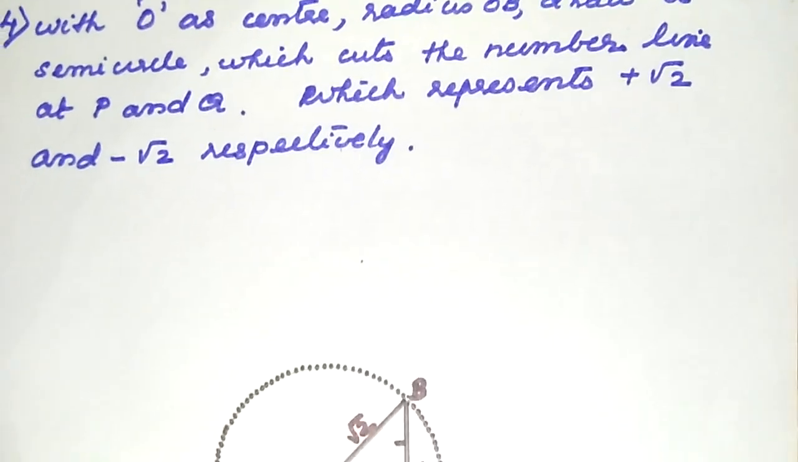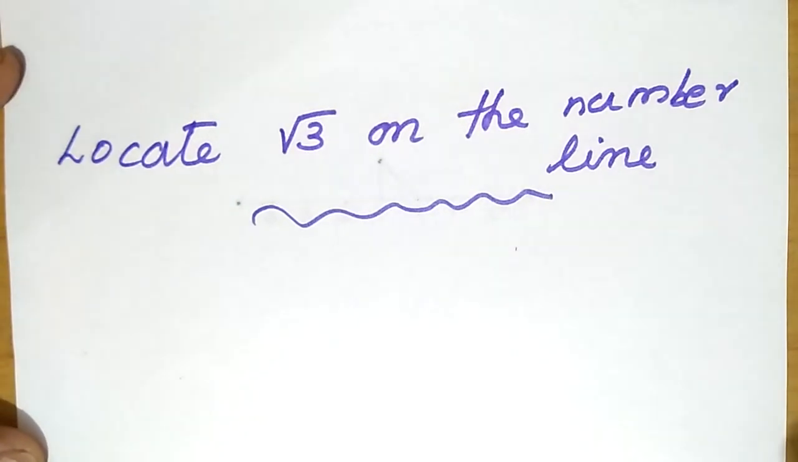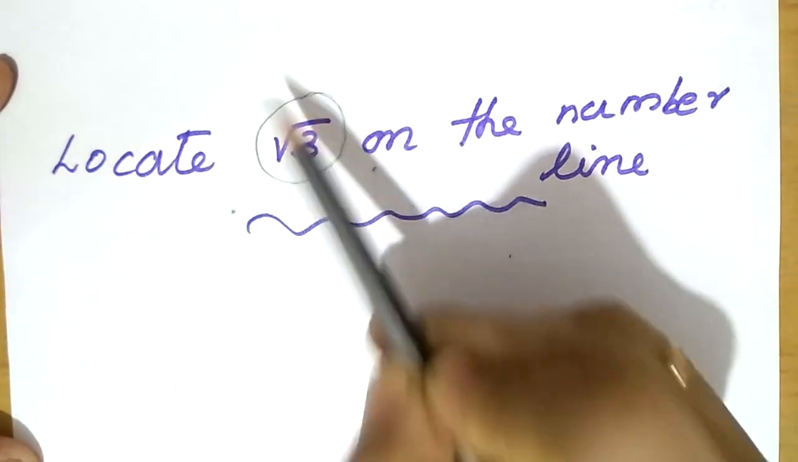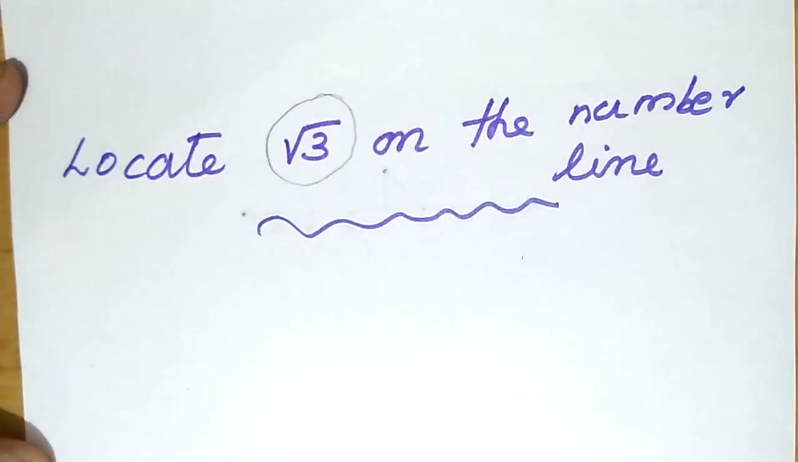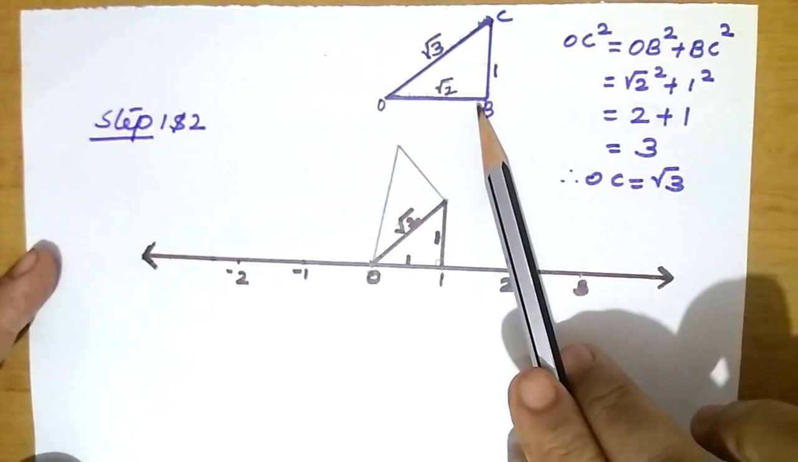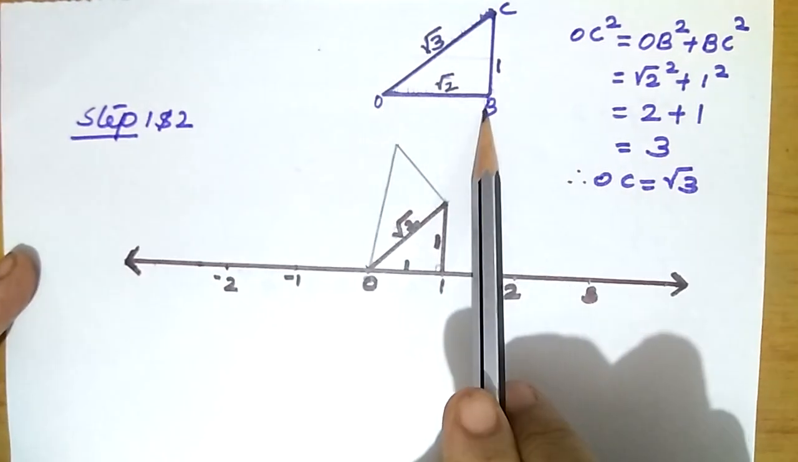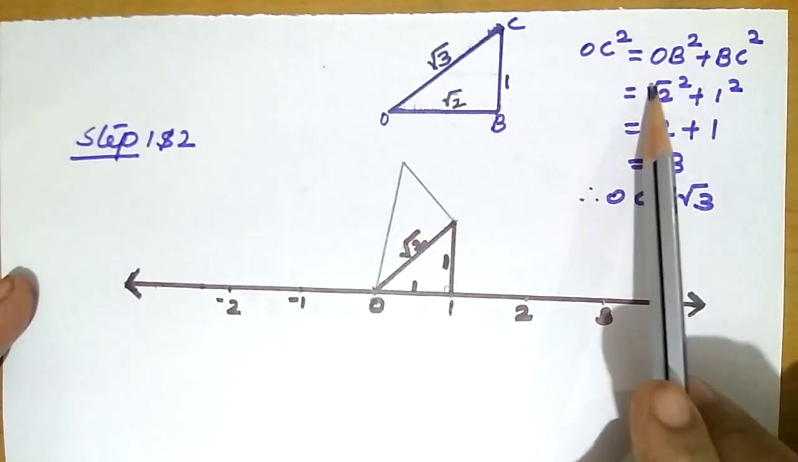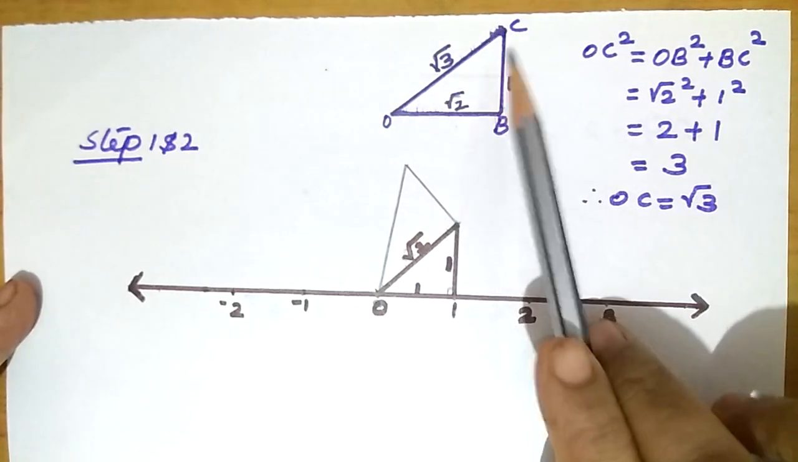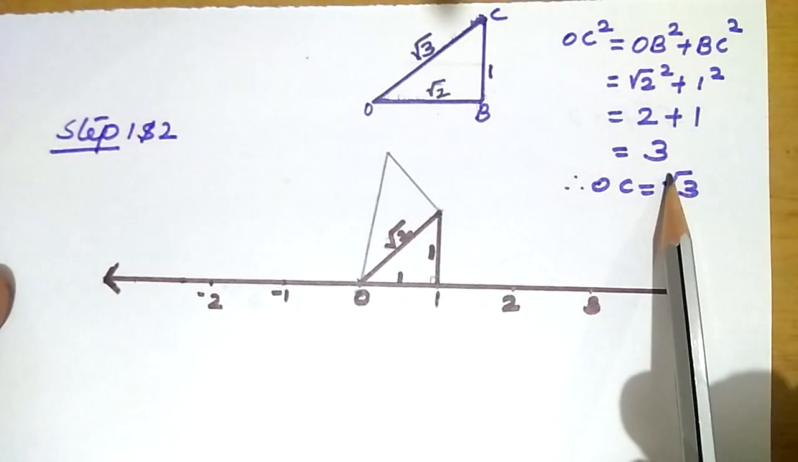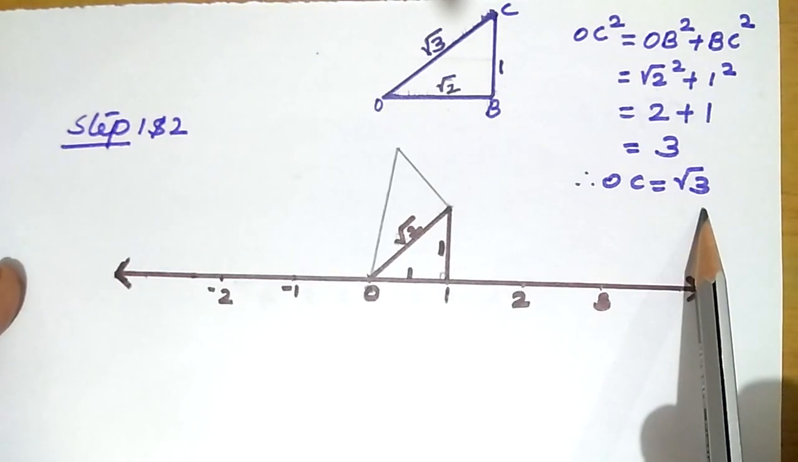I think you understood. Next irrational number, that is root 3 on the number line. How to locate root 3 on the number line? Here also we require the idea of the right triangle, but this time we need the base length as root 2 and height as 1. Then applying the Pythagoras theorem, OC square equal to root 2 square plus 1 square equal to 2 plus 1 equal to 3. Therefore OC equal to root 3.